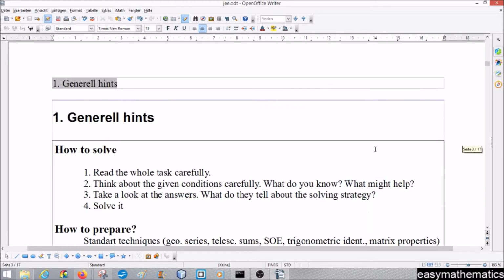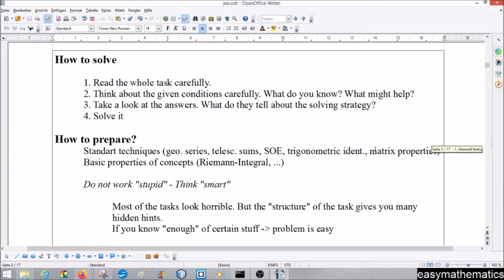First of all, it's very important to read the whole task carefully and think about the given conditions. What do you know about them? Why are they there? Why are they written? What might help? And if there are a couple of answers, you can choose. You can also think about what they tell you about the solving strategy and how to prepare in general.